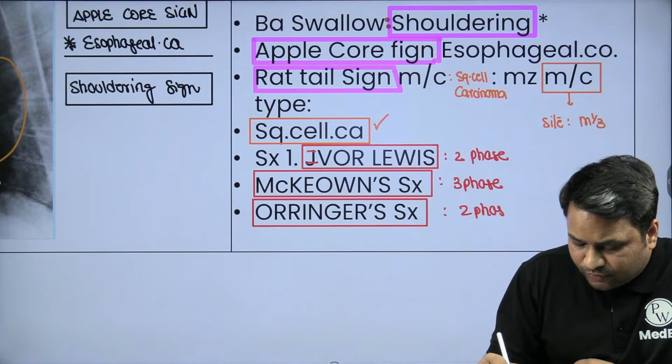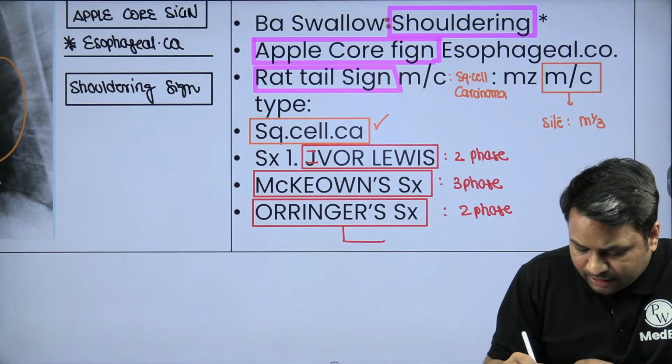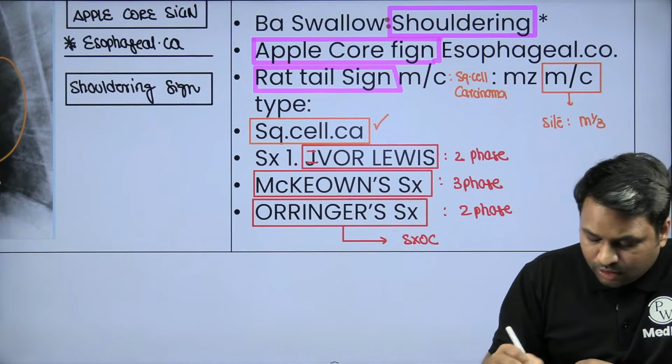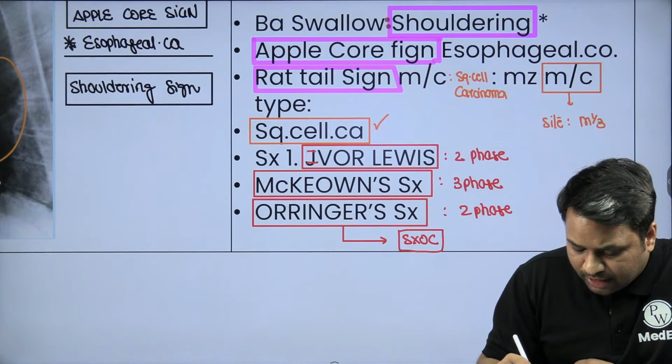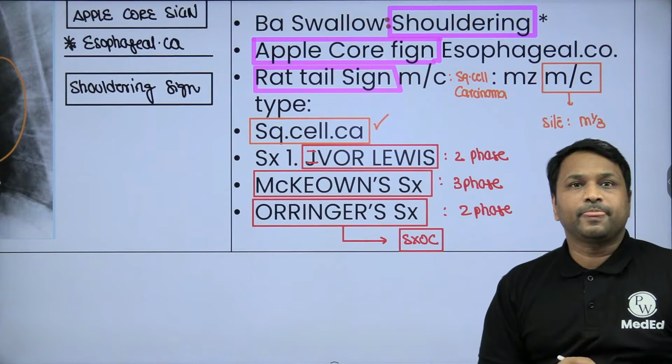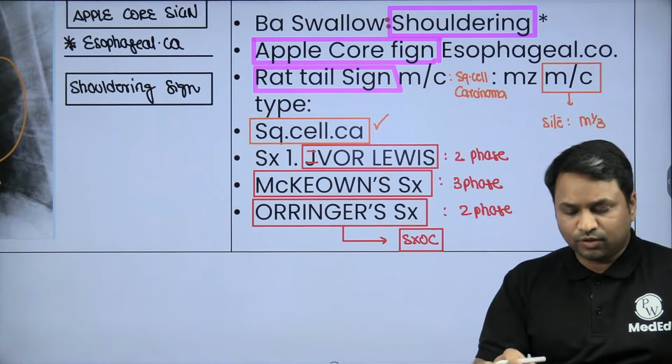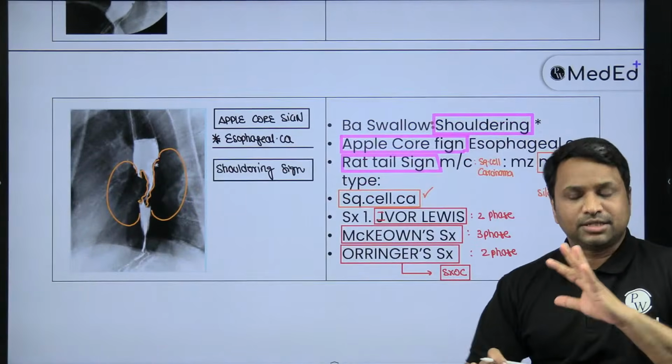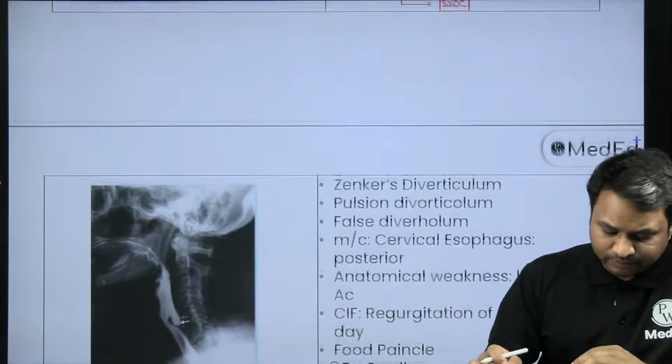Currently, the surgery of choice for esophageal malignancies is your Orringer's transhiatal esophagectomy. The complete name is Orringer's transhiatal esophagectomy, right? So this is with respect to your shouldering sign.